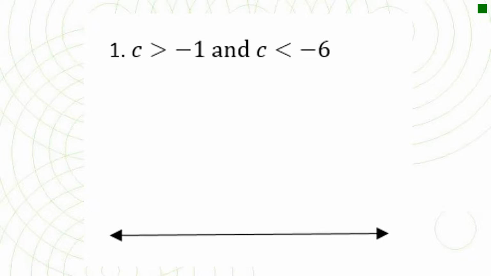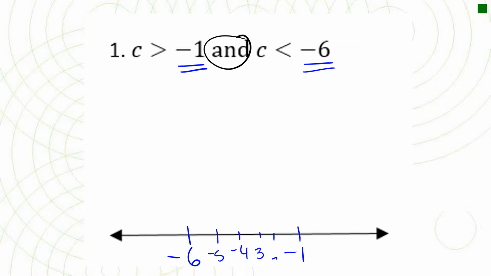All right, so let's take a look at the first problem here. Go ahead and copy this down. Number 1, c is greater than -1 and c is less than -6. Well, this is an and, so what we want to know is where these two inequalities intersect. Remember, we're going to put the numbers on the number line. I have to put the -6 over here because they have to go in order from smallest to largest. So -6 is smaller than -1. On the number line, the -6 is there and the -1 is over here.